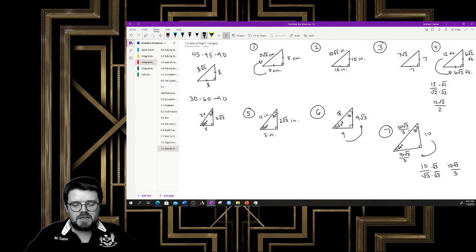I do need to emphasize here again that if the directions say to leave it in simplified radical form and you just use Google or your calculator to get a decimal value, it's going to be marked incorrect. If it says simplified radical form, you need to write it as a radical.